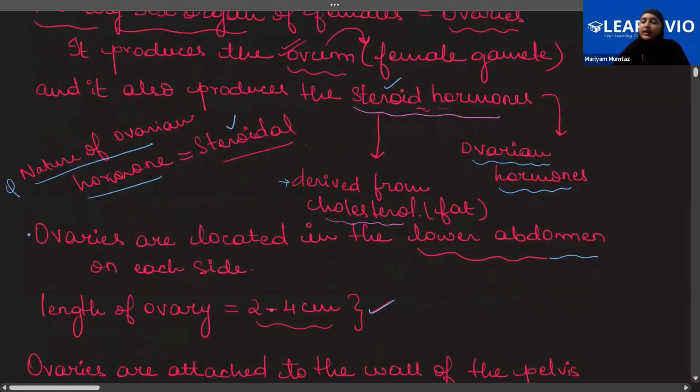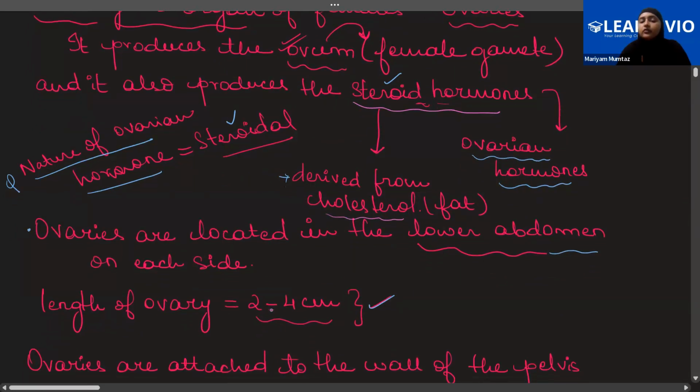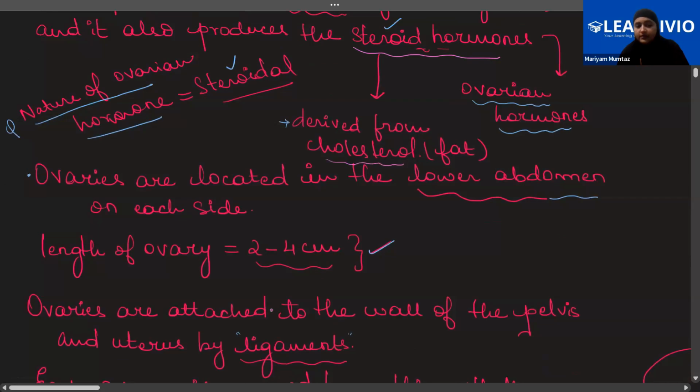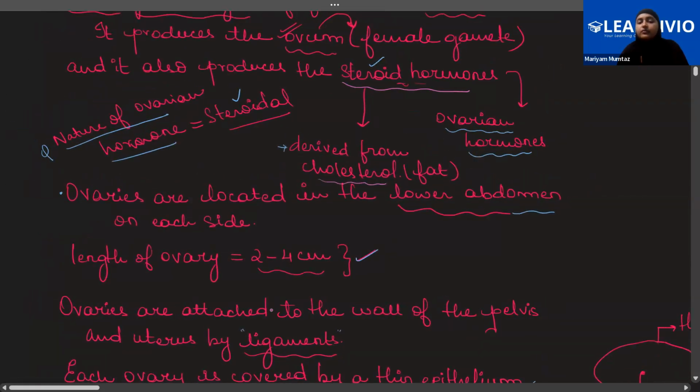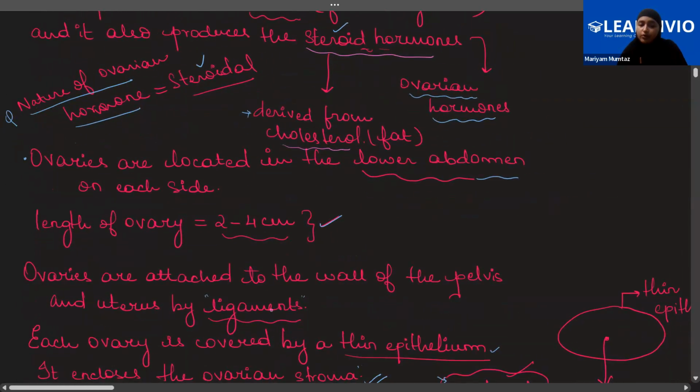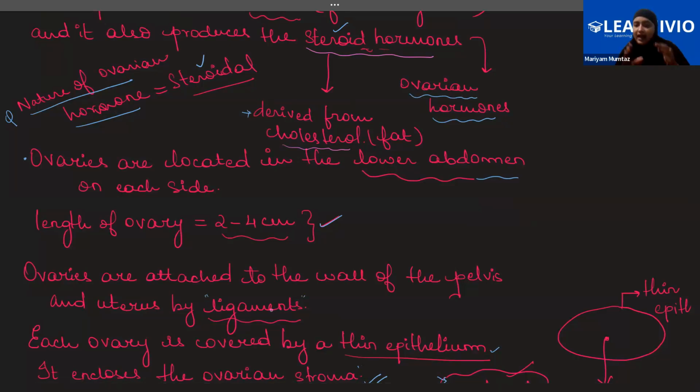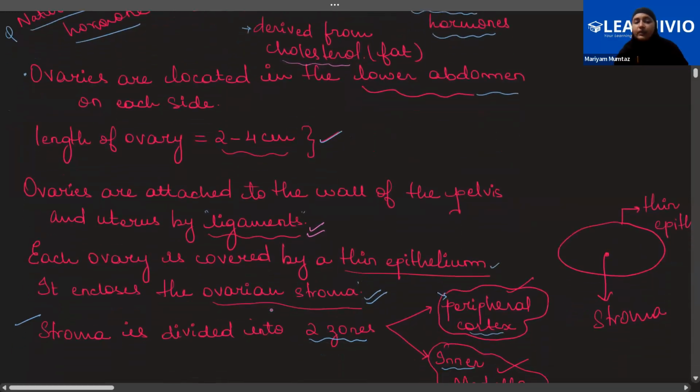Now, ovaries are located in the lower abdomen on each side. The length of the ovary is 2 to 4 centimeters. Ovaries are attached to the wall of the pelvis and uterus by ligaments. Obviously, nothing can be hanging in the body, right? It has to be attached to some place. So the ovaries are attached to the wall of the pelvis and the uterus with the help of ligaments. Ligaments are certain tissues that help in the attachment process.